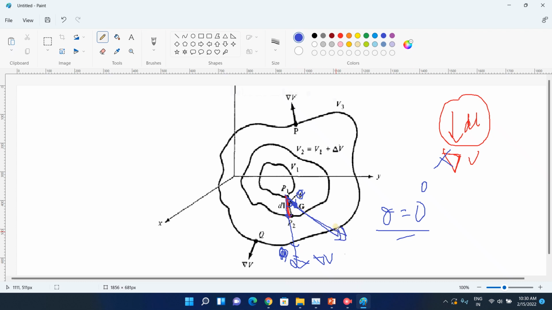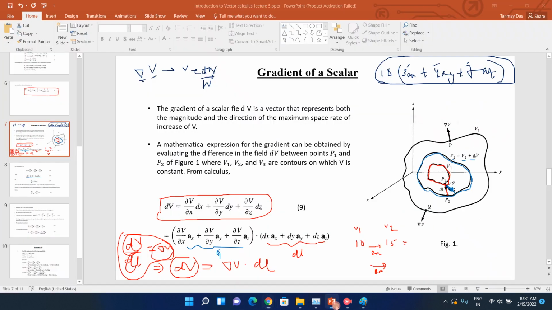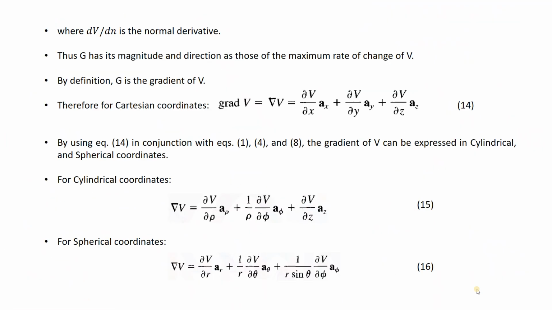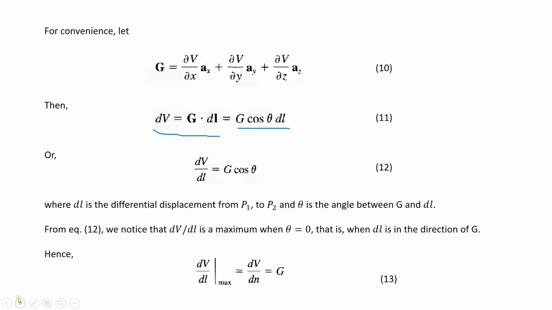That is possible when the angle theta is 0, because if you are traveling along g, you are not traveling along the gradient, so you have some theta value. But if you shift and come towards this dl, then you will get the gradient of v. So the angle should be 0. That is why it is written over here that angle theta is 0.